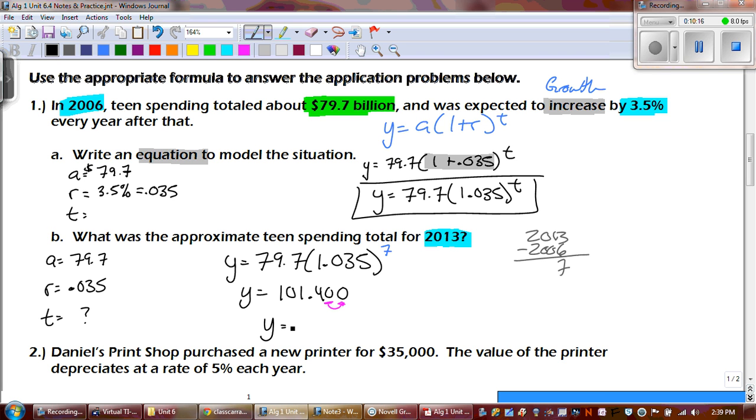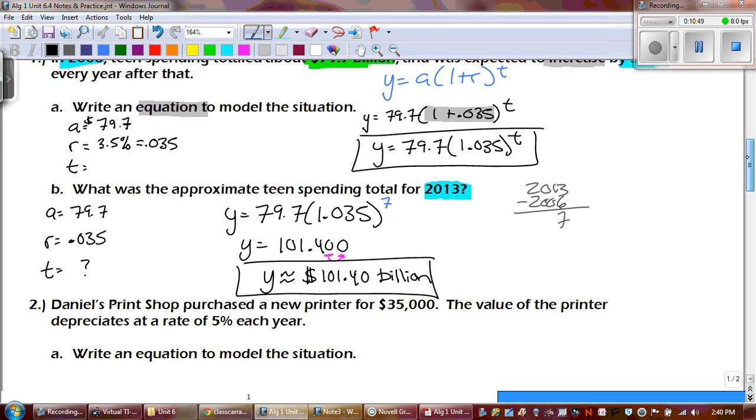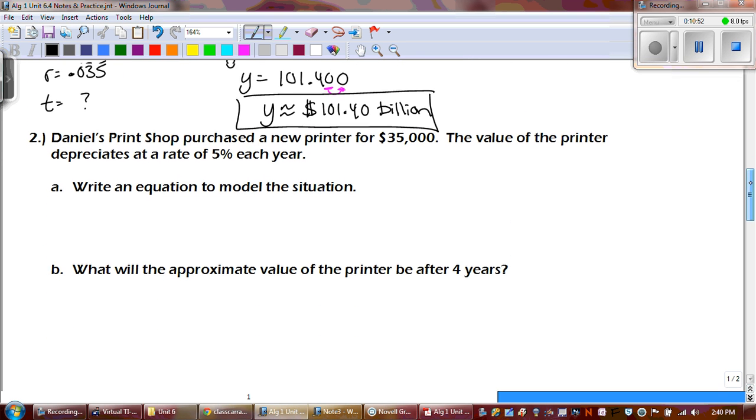So whenever we round, we're going to put the squiggly lines there because that's telling us that we are rounding our answer. We're talking about money, and it's 101.40 billion. You teenagers are spending about $101.4 billion in shopping. Pretty crazy, huh? Don't worry, it's not just you. At least I hope it's not just you.